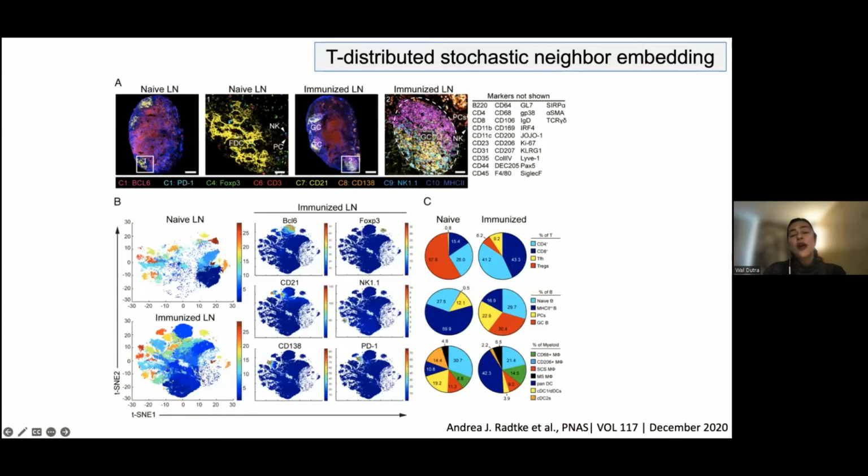All right, so once you have your many markers, look at this here, she has many different markers in the same section of the tissue that she stained, acquired, aligned.